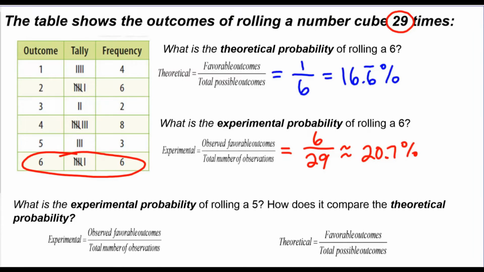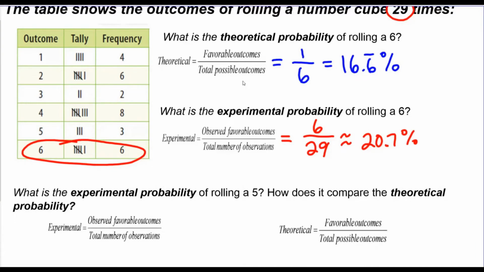So it actually occurred, a 6 actually occurred about 20.6% of the time, even though we expected it to occur about 16.6 repeating percent of the time. So it occurred slightly more frequently than we expected it to happen. And that's the difference between theoretical and experimental. Theoretical, what should happen. Experimental, what actually happens.